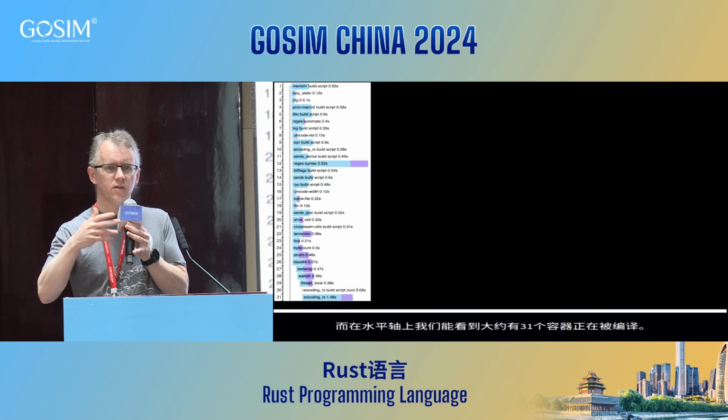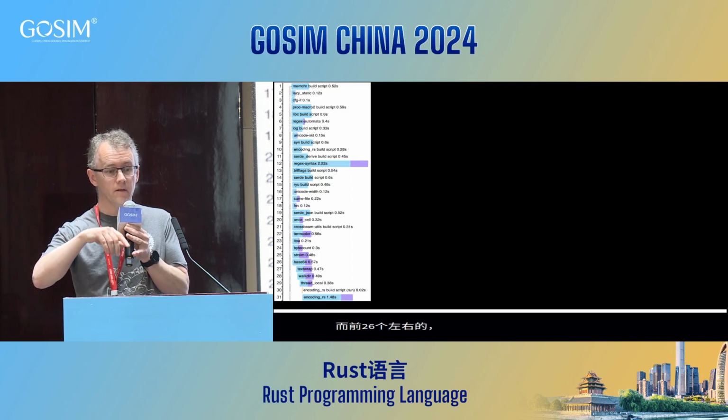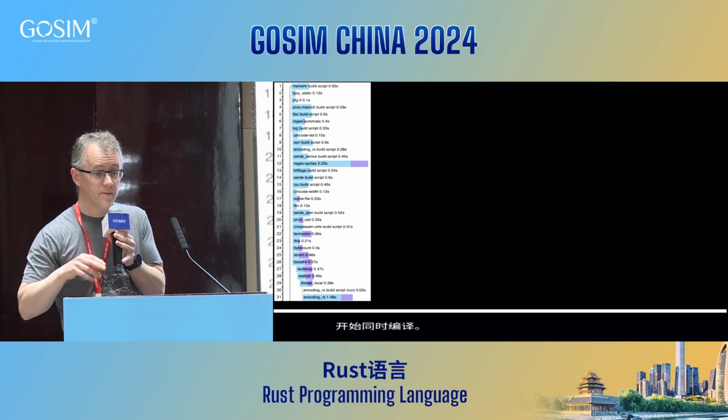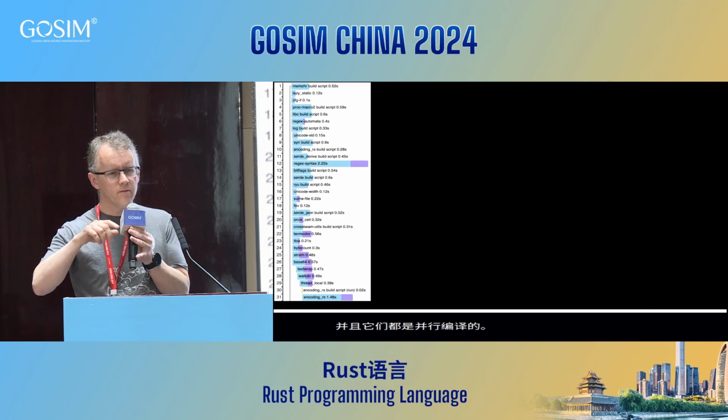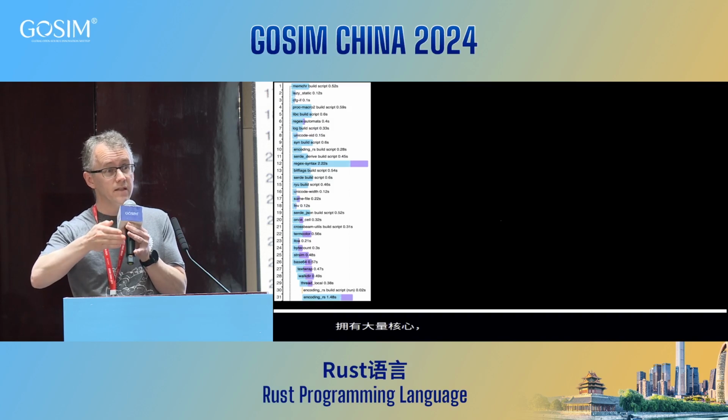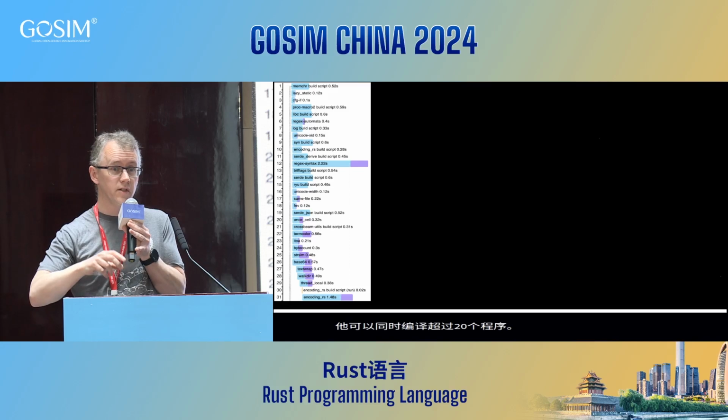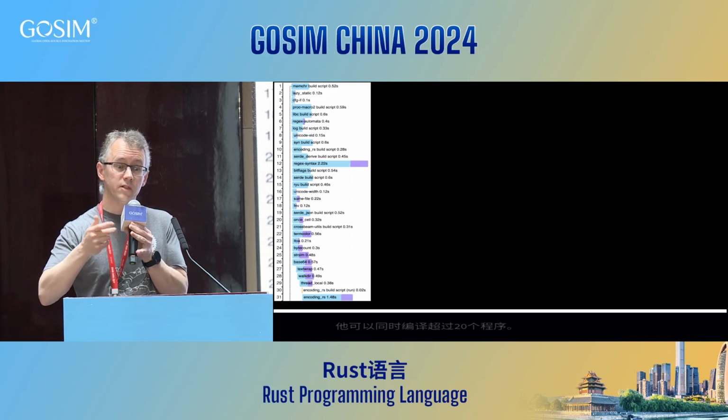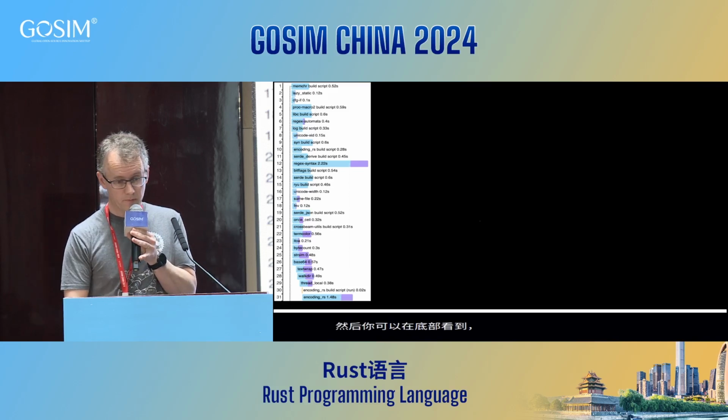This is on a machine that has a large number of cores and is able to compile 20 plus things at once. And then you can see at the bottom, some of these start a little later. Maybe it's because there weren't enough cores, or maybe it's because there are dependencies and you just can't compile a certain crate until the previous one has finished compiling.